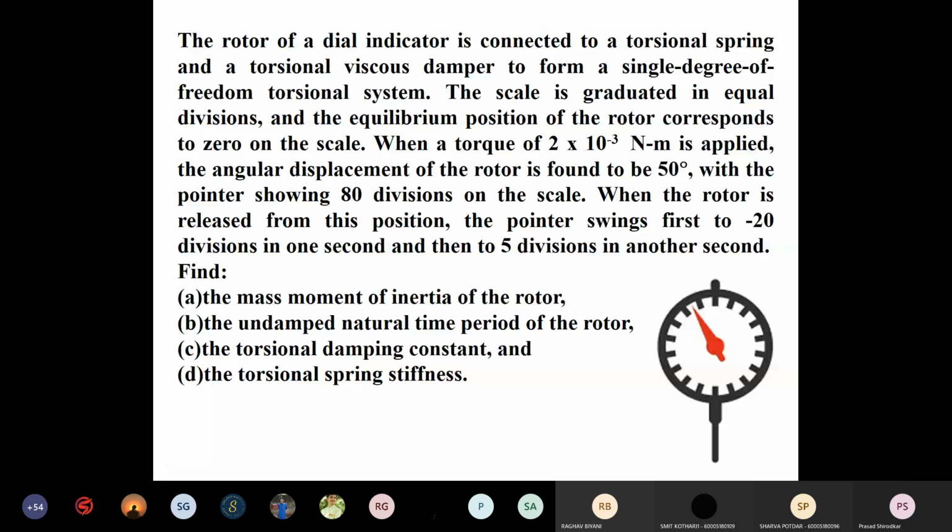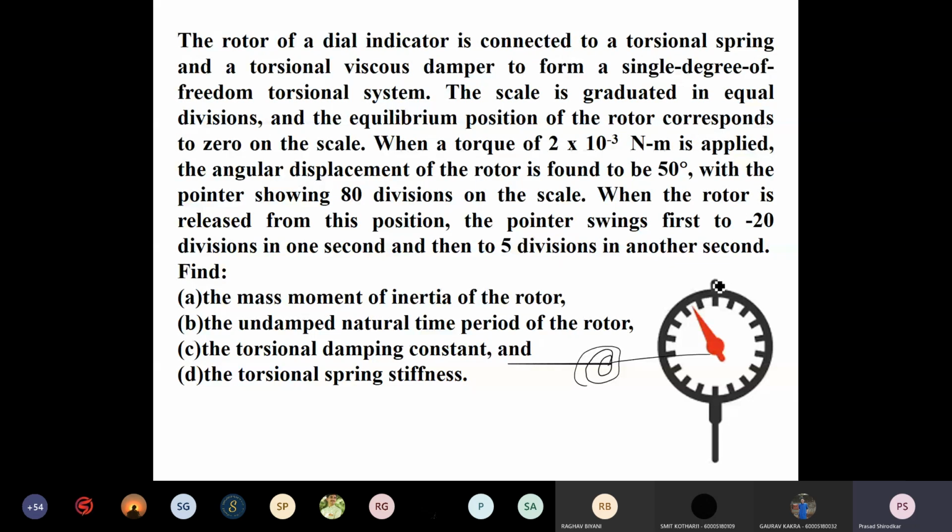Gaurav, everybody is done? Can I move? Yes, sir. Okay, all right. As the next question, I will just read the question. The rotor of a dial indicator is connected to a torsional spring. So this is a dial indicator, and this dial indicator is connected to a torsional spring at the bottom. To form a single degree of freedom torsional system, the scale is graduated in equal divisions, and the equilibrium position of the rotor corresponds to the zero scale.